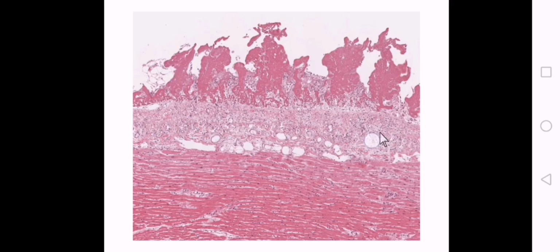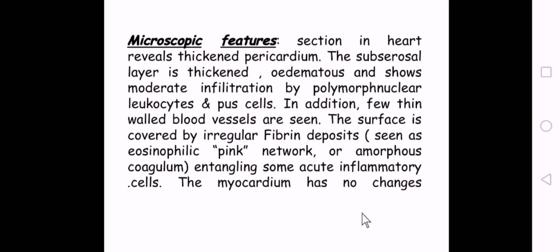Again, thickened pericardium with edema and infiltration of acute inflammatory cells. وقلنا أهمها هي الليكوسايتس. Few dilated thin-walled blood vessels. This is the masses of eosinophilic amorphous fibrin threads, and the underlying myocardium is normal. هذا الكلام اللي هذا الوصف للسلايد كلهن نفس الوصف اللي هو والdiagnosis مالتي هو acute fibrinous pericarditis.